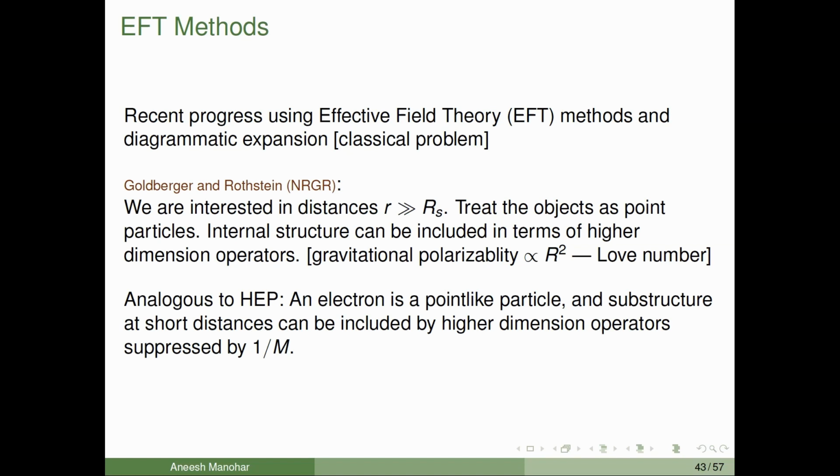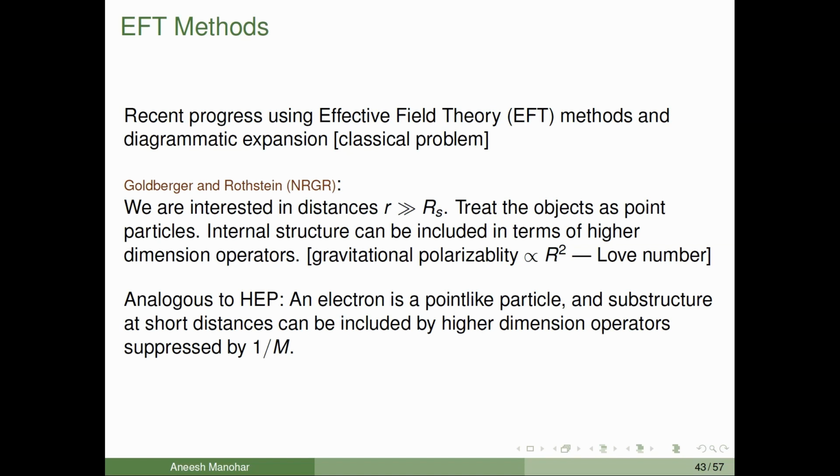If you're measuring the gravity of the sun from the distance of the Earth, the sun is effectively a point mass. And that's what you do when you're doing classical mechanics. So we can treat gravitational objects as point particles, with the internal structure of the objects treated as higher dimensional operators. For example, you can distinguish a black hole from a neutron star by looking at an R² coupling, which is a higher dimensional operator, and something called the Love number.